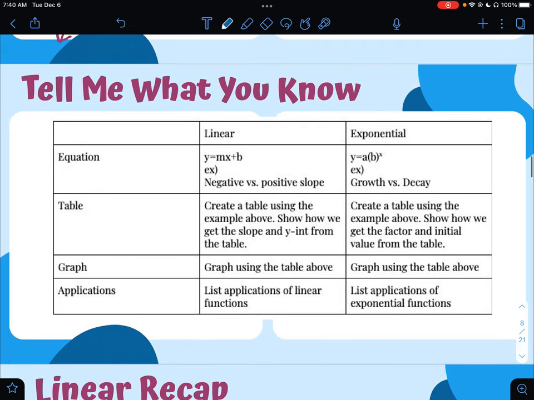So, before we jump into our next thing, take a minute and let's think about linear functions. Attempt the next 2 questions.